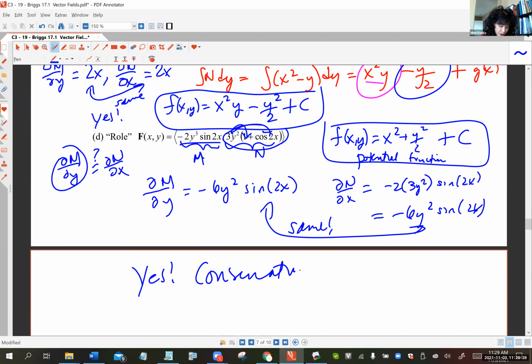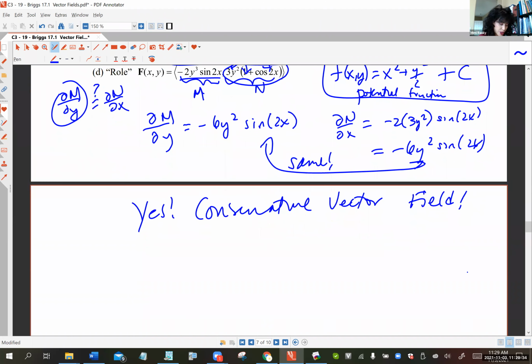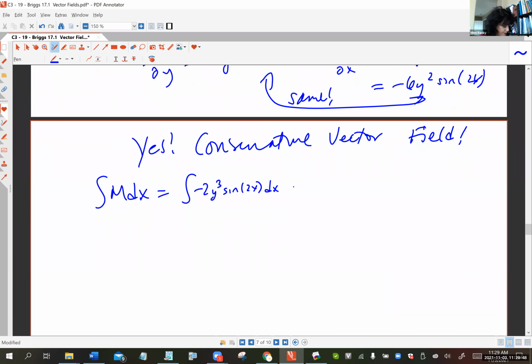So you're like, okay, great. Let's go get mama. Let's go get that potential function then. Okay, here we go. So you're going to integrate m with respect to x. So you're going to go, what is the integral of negative 2y cubed sine 2x dx? Okay, the negative 2y cubed is just a constant multiple, so it's just going to go along for the ride. You're going to use u sub here with the sine rule, because the integral of sine u du is equal to minus cos of u. U is 2x. Du is 2 dx. I need a 2. But hey, there's one right there. So why don't we just use it up?